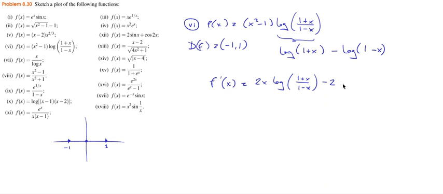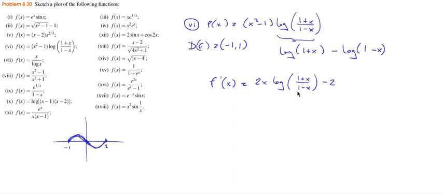And when is this equal to 0? Let's see. When x is 0, the derivative is negative 2, and the logarithm term is equal to 0. So if the graph goes like this and then like this, there has to be a maximum here at some point and a minimum here. This is how this works.